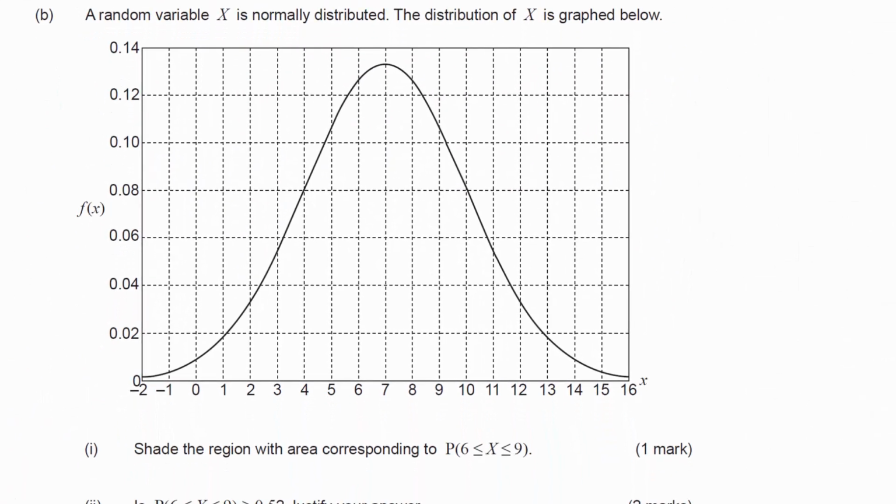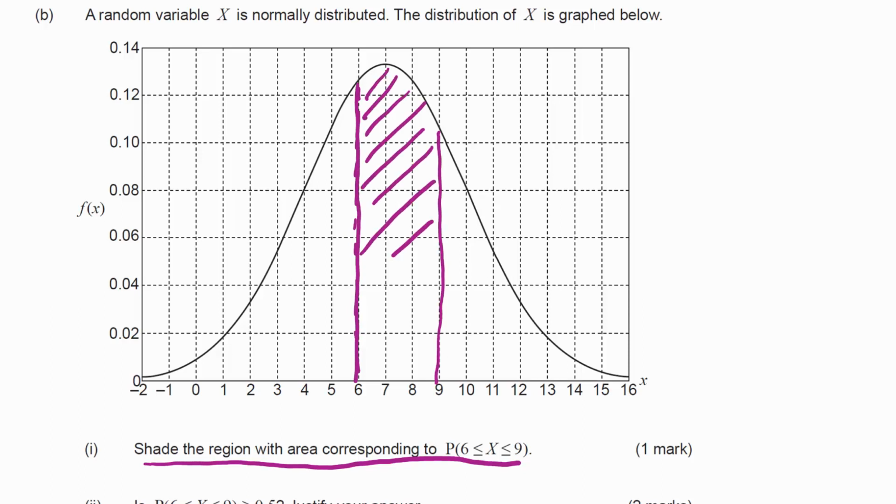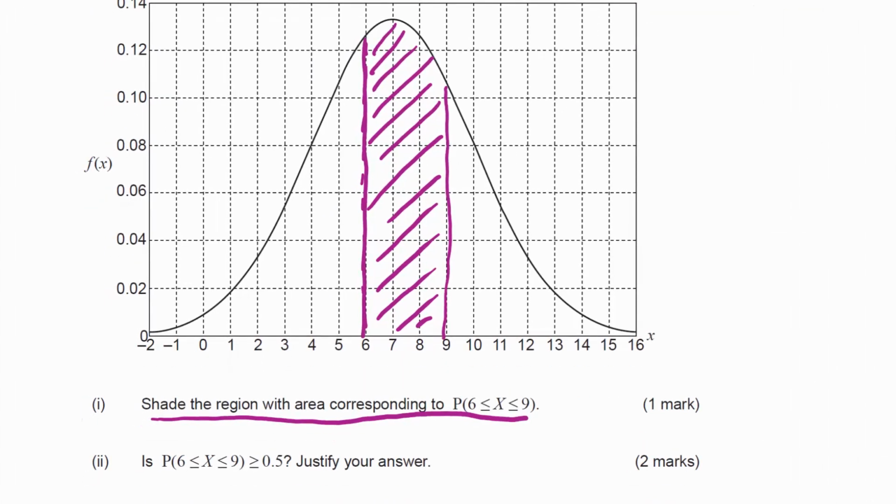A random variable x is normally distributed. The distribution of x is graphed below. It's asking us to shade the region with area corresponding to x being between 6 and 9. So in other words, 6 and 9. And we're going to shade that region. And then we're asked, is that probability greater than or equal to 0.5? And we need to justify your answer.